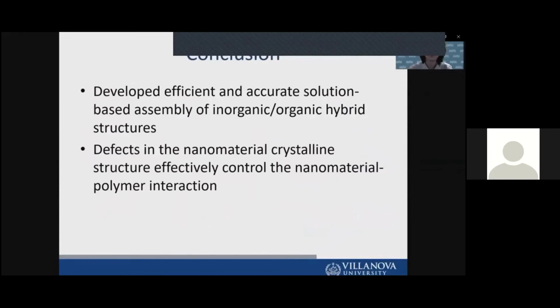So in conclusion, we've managed to develop a highly efficient and accurate solution-based assembly of inorganic and organic hybrid structures, or of the polymer and the nanomaterial structures. And we found that the defects in the nanomaterial crystalline structure effectively controlled the nanomaterial-polymer interaction, as you could see with the way the polymer grew out from the defects. And so this could lead to a lot of different applications and further use for these hybrid materials.